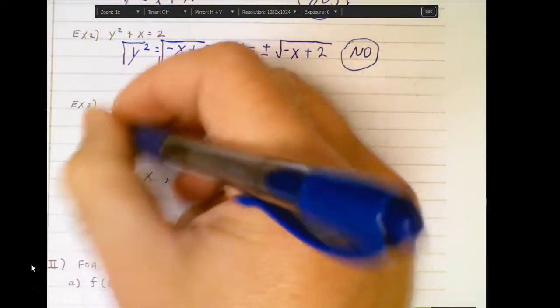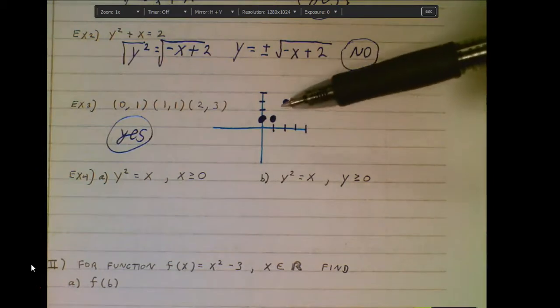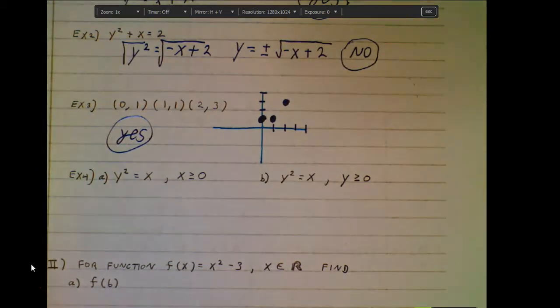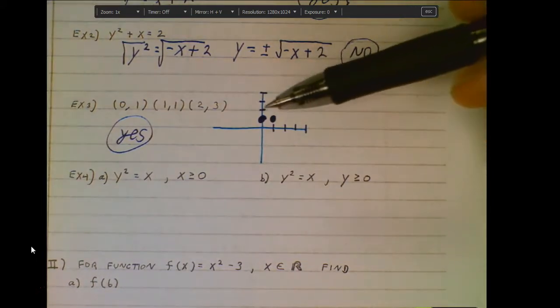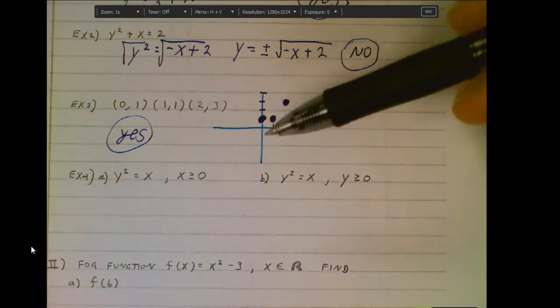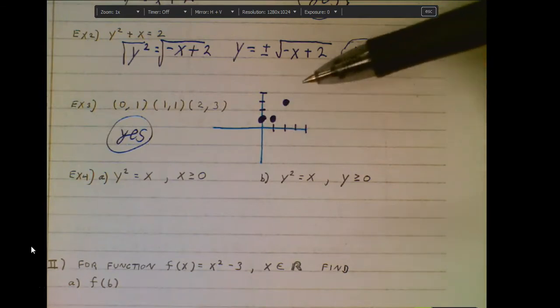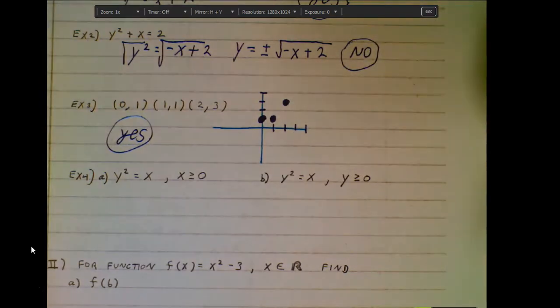If you want to look at it graphically, well, graph those 3 points. Does it pass the vertical line test? Right? We can see that it does. It does pass the vertical line test, right? I'm never going to hit 2 points with one line here. So it passes the vertical line test, so yes, it's a function.